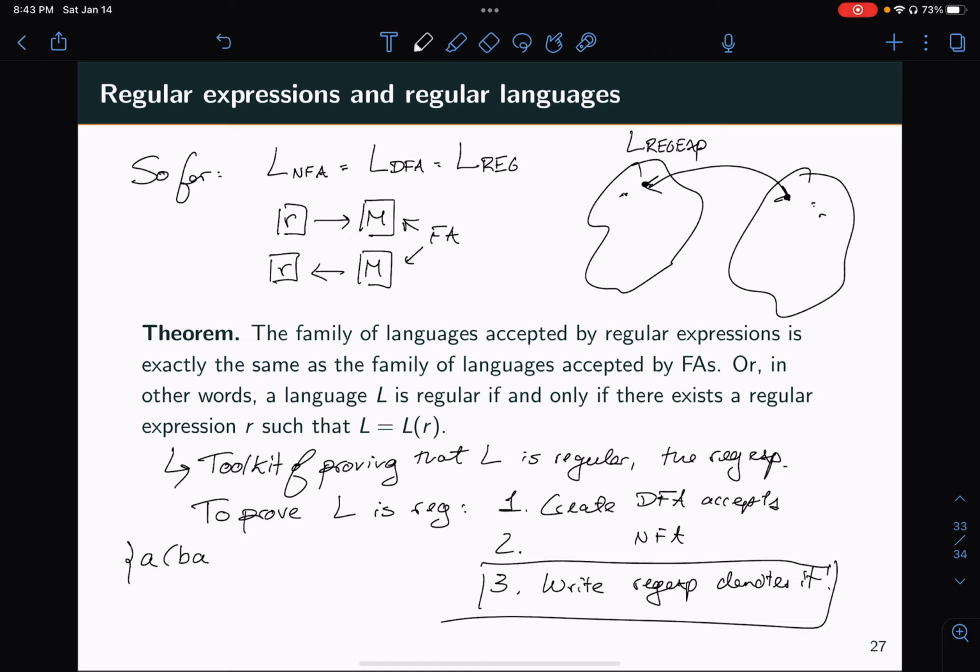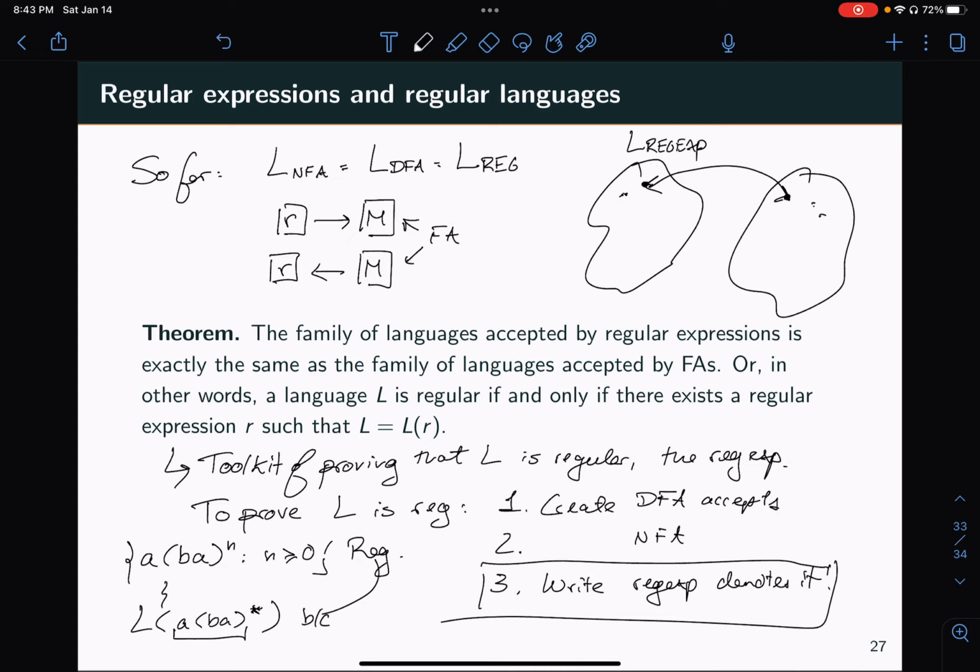a^n, n greater or equal to 0, I can spare myself writing the actual FA, and I can just say, well, this is clearly denoted by, say, the regular expression a star, right? So this is regular, right? This language is regular because this regular expression denotes this language, right?